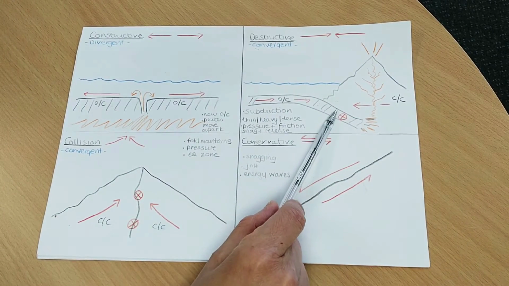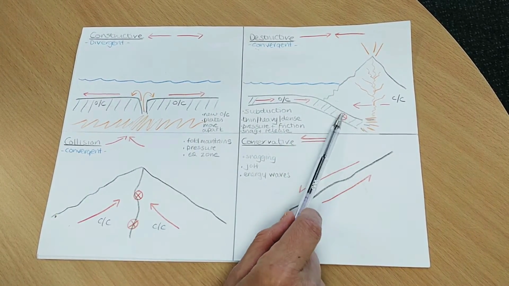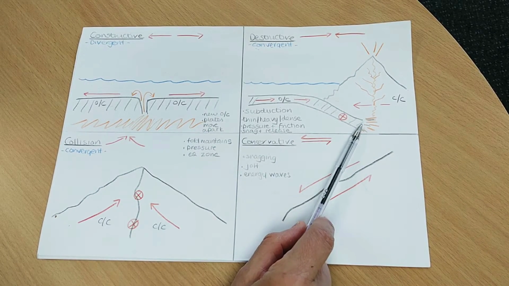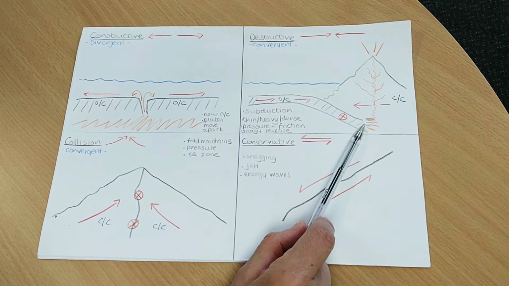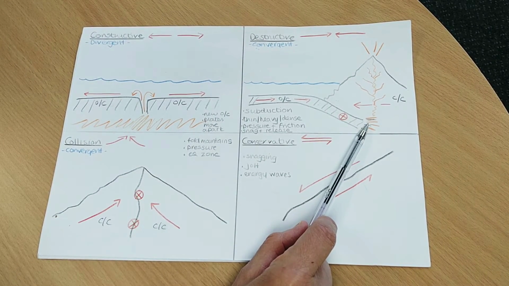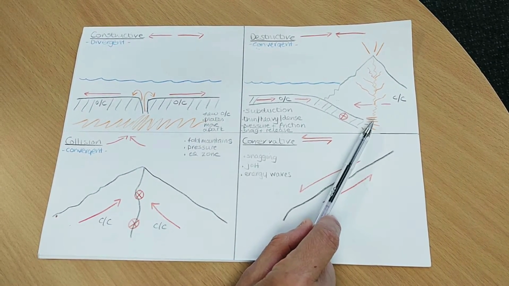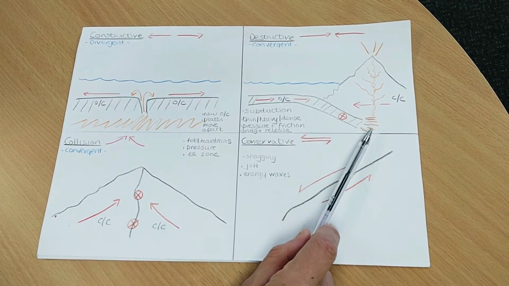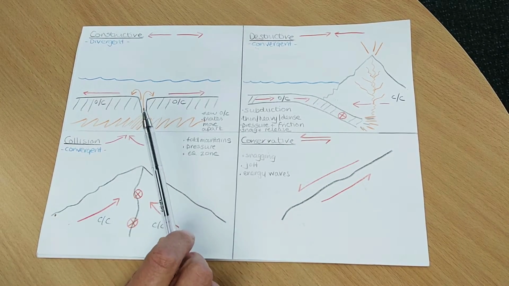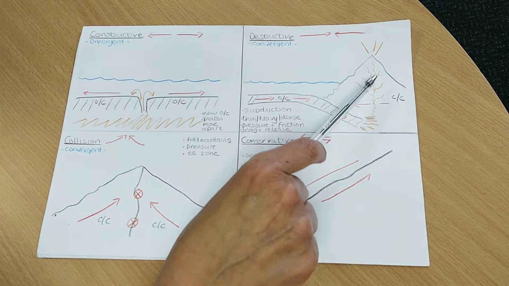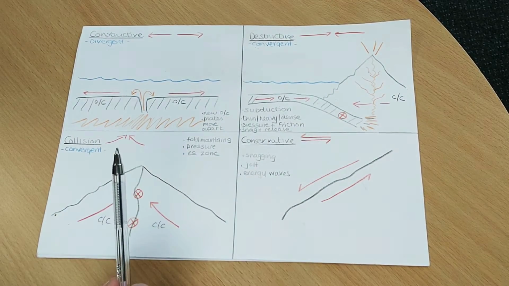So what happens is the ocean crust gets pushed beneath and it goes back into the mantle and it starts to melt. Now, due to the increase in pressure and friction here, it means that the magma, the melted crust, becomes lighter than the surrounding rock because it's hotter and it starts to rise up through the crust and through the continental crust, and it extrudes at the surface as a volcano.